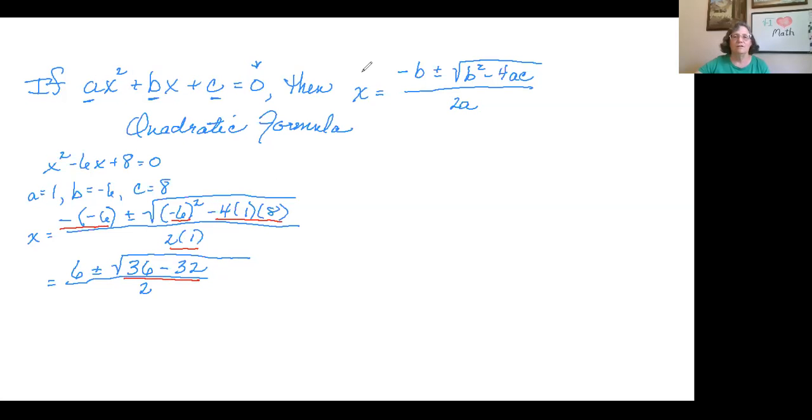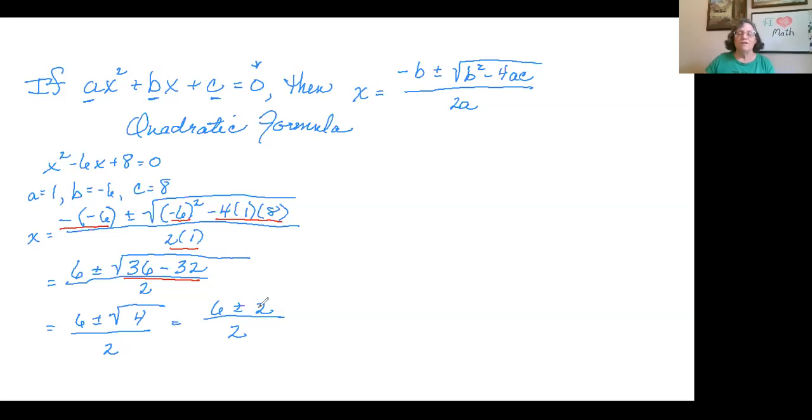Now the next time through, you can only do one thing. Combine these two. So in the next step, it's going to be 6 plus or minus the square root of 36 minus 32 is 4 over 2. Square root of 4 is 2, so this is 6 plus or minus 2 over 2. Now at this point, if you cannot reduce this radical, you're done. You don't really need to do anything else.